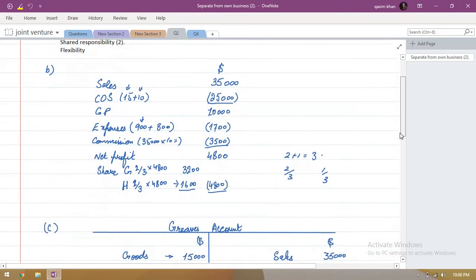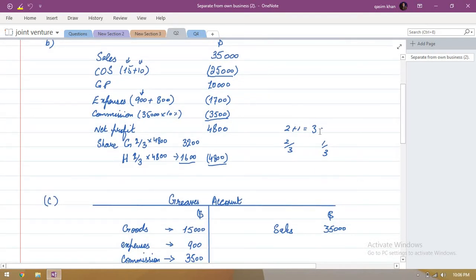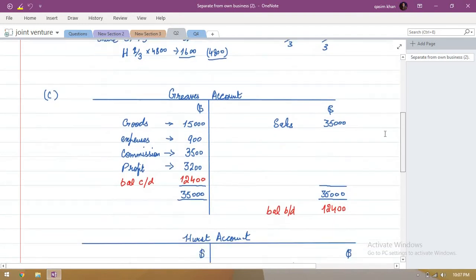The Greaves and Hurst profit sharing ratio was 2:1, which means 2 plus 1 is equal to 3. Greaves's share was 2/3 and Hurst's share was 1/3. So Greaves's share is 3,200 and Hurst's share will be 1/3 of 4,800, which is equal to 1,600. This will be transferred to their accounts.